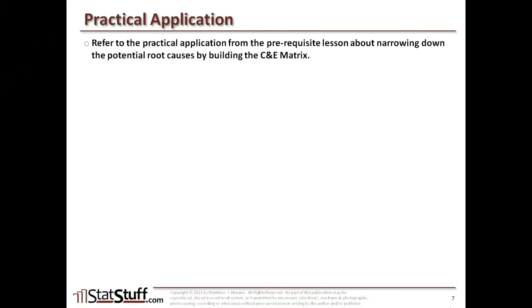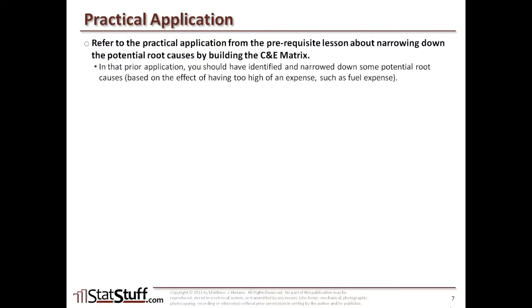All right, before we close this lesson, let's discuss how we can apply some of these concepts in a practical way. I'd like you to refer back to the practical application from the prerequisite lesson about how we narrowed down the potential root causes using the C&E matrix. In that prior application, you should have identified and narrowed down those potential root causes, and you might have used the example of trying to reduce your fuel expense or grocery expense or entertainment expense or something like that.